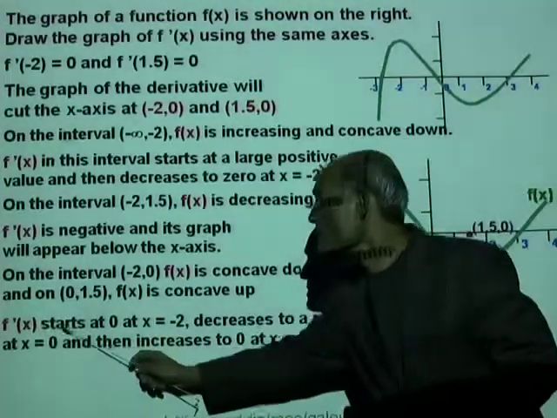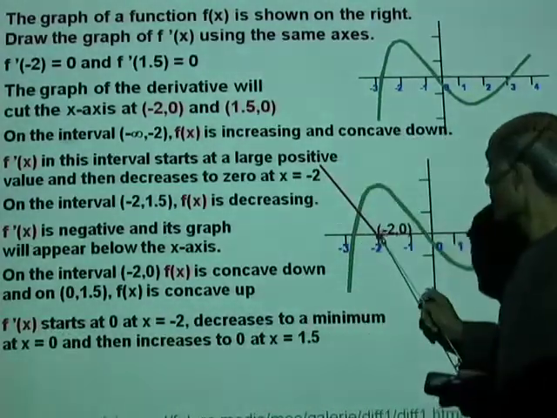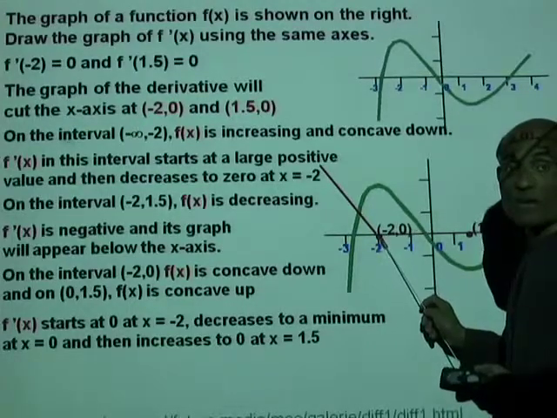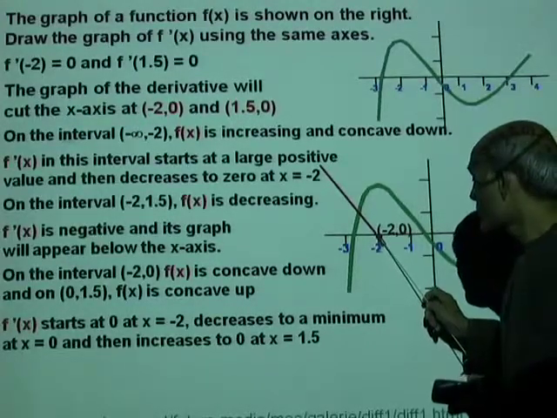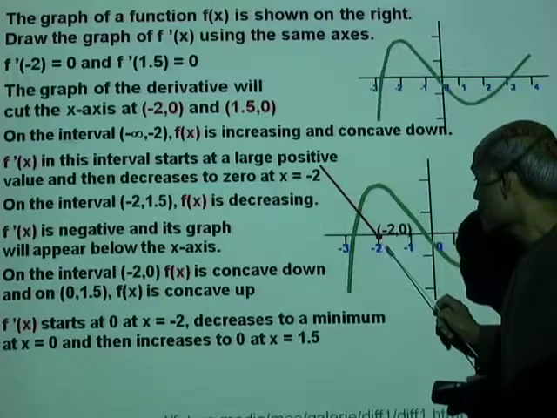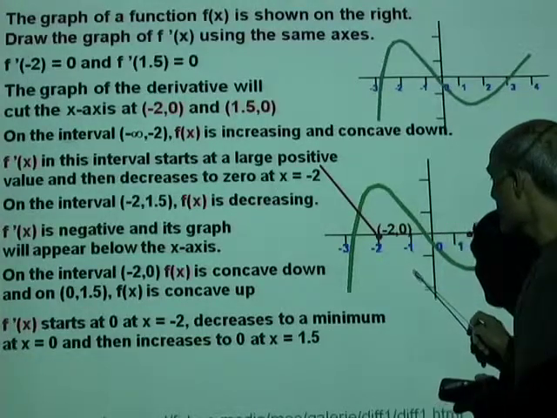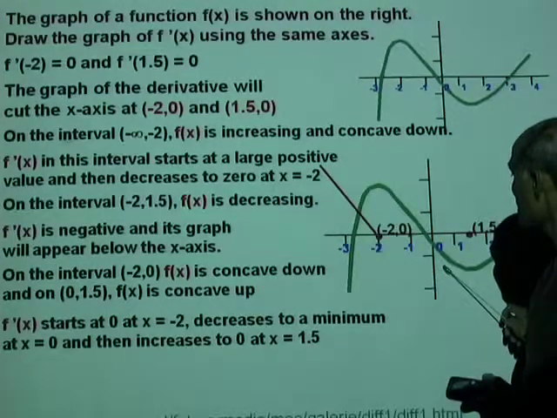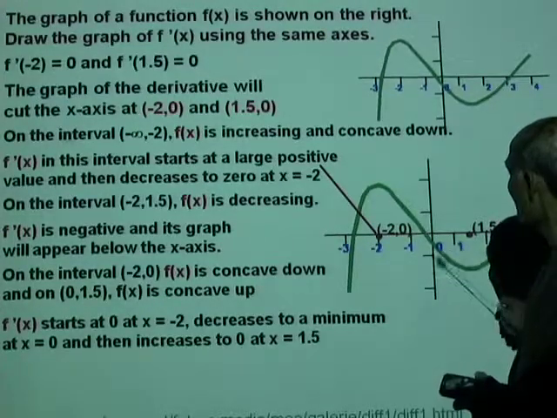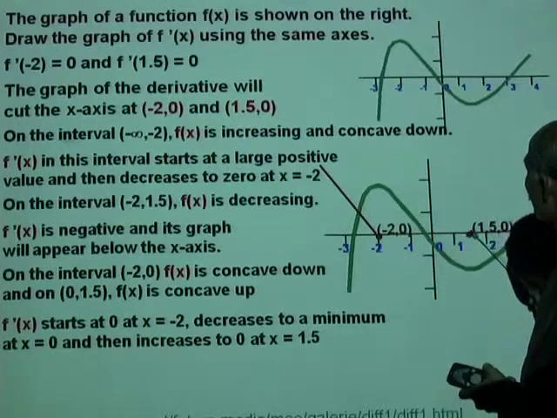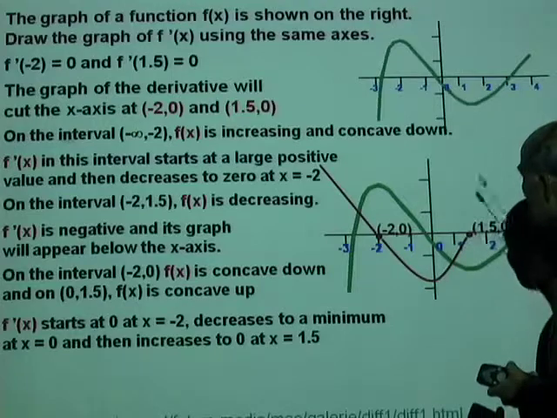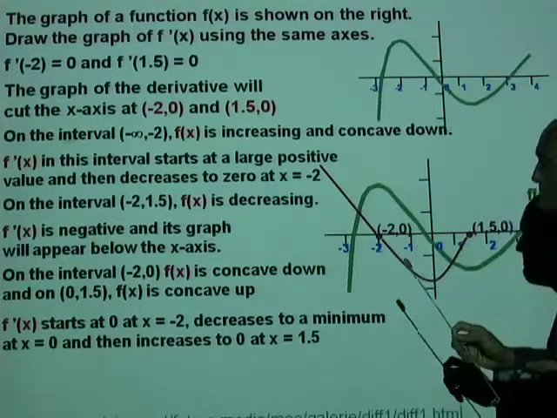So, f prime x starts at 0 at x equal to -2. The derivative is 0 here. It will decrease. It is negative. It decreases to become a minimum at x equal to 0 here, and then increases to 0 at x equal to 1.5. Look at that. That's the derivative graph behavior.